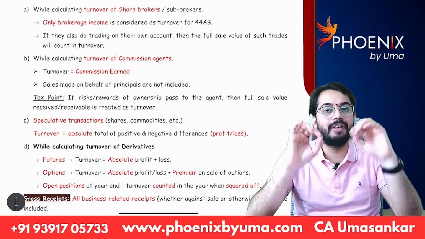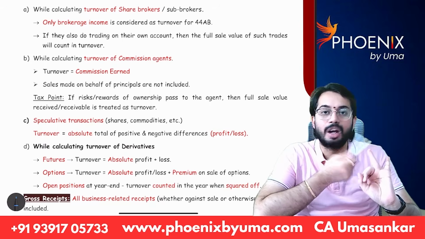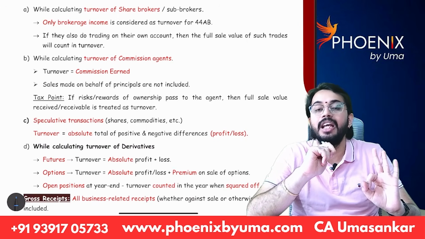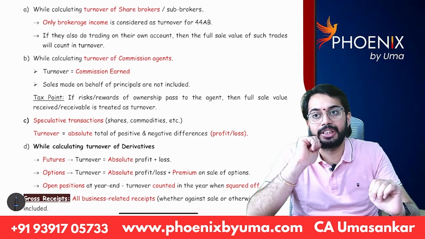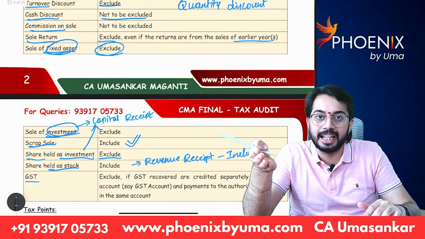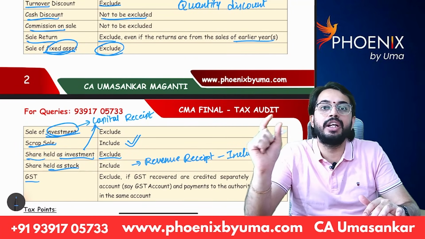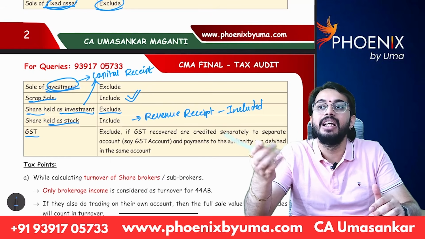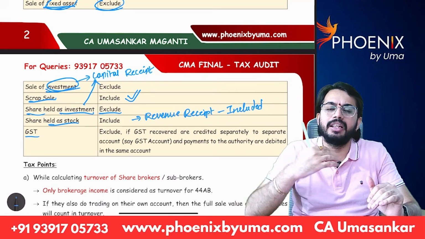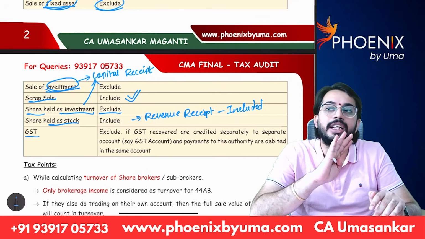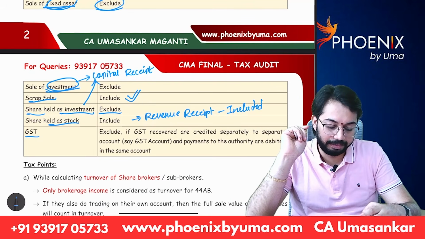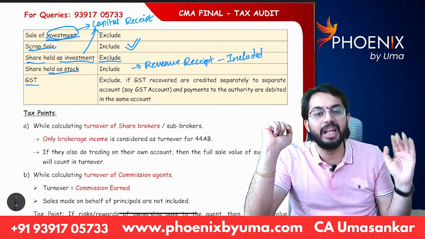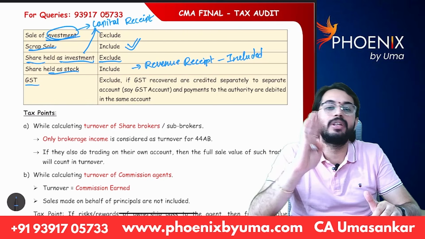While calculating turnover, if there is any trade discount, turnover discount or quantity discount, exclude in calculation of turnover. If there is any cash discount, don't exclude. Okay, next. If there are any sales returns, exclude sales returns. If there is any sale of fixed asset, it is not revenue receipt. Don't include sale of fixed asset in turnover. Next, sale of investments, sale of shares held as investments, those are also capital receipts. See, you sold an asset and made money. That is not revenue receipt. It is capital receipt. Capital receipt, don't consider in calculation of turnover. Okay. Scrap sale, include in calculation of turnover. GST: if separate GST ledger is maintained in accounting, exclude GST. If separate ledger is not maintained, include GST also. Okay.